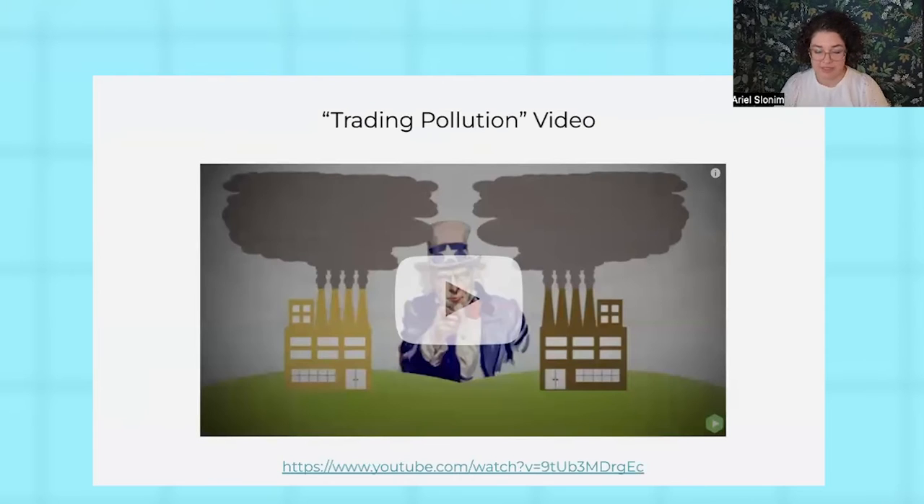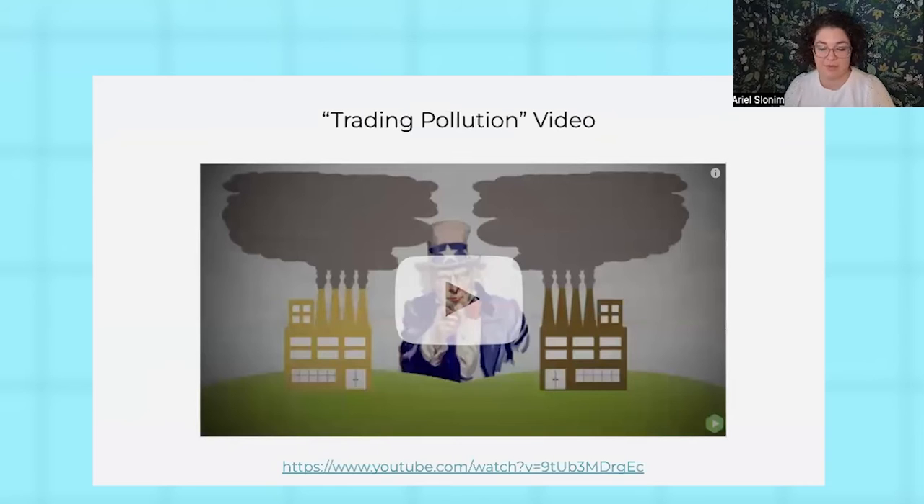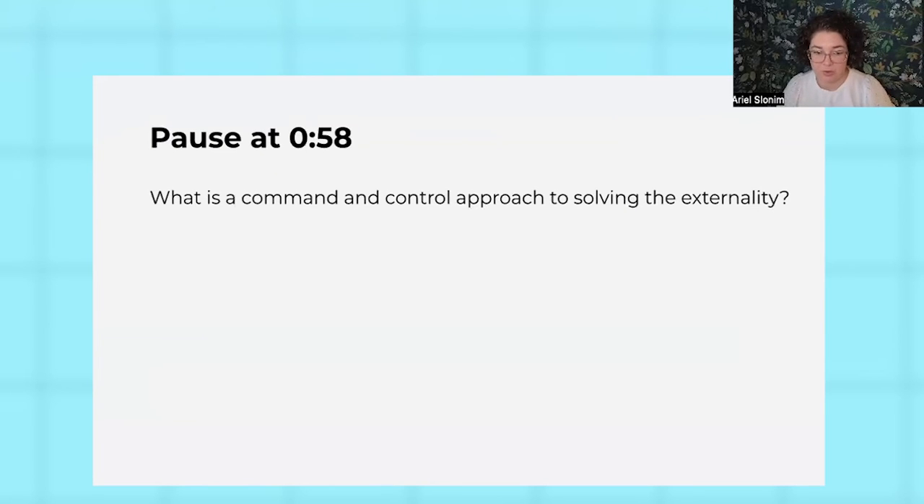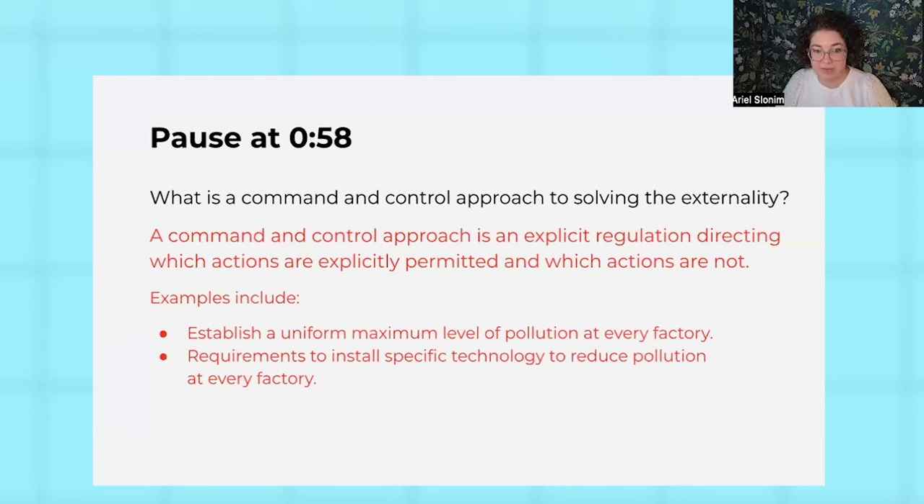And then that leads into our video of trading pollution. In this video, you should check it out, go watch it. We compare 2 different solutions to solving pollution problems. One is a command and control approach, so we want students to be introduced to command and control approaches. What are they? We give a couple of examples. You can set a maximum level of pollution at every factory, or you can require a specific technology to be installed at each factory.